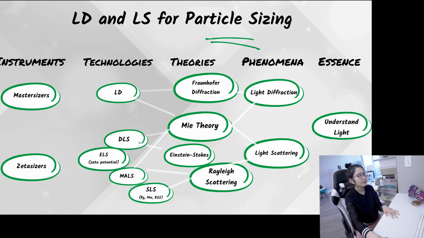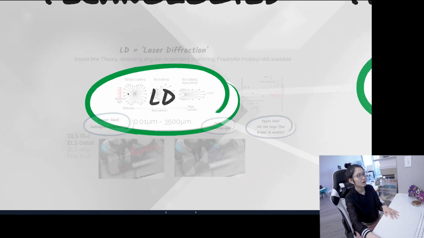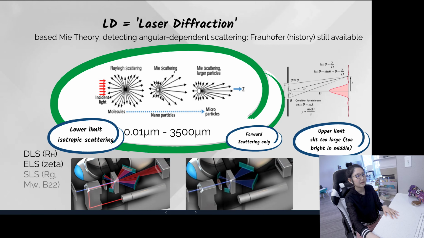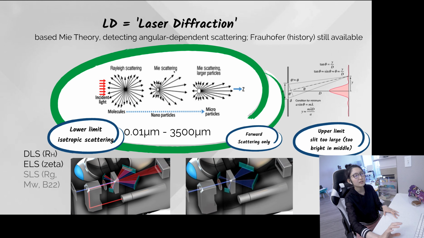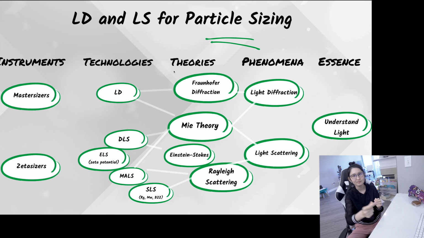The take-home point here is dynamic light scattering measures particle size based on the diffusion of the particle inside the solution. It's completely different from laser diffraction, which calculates the particle size based on the angular dependence of the scattered light. Okay, that's the end of my presentation.